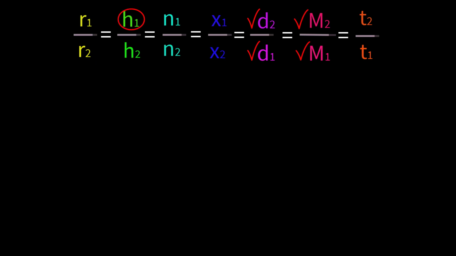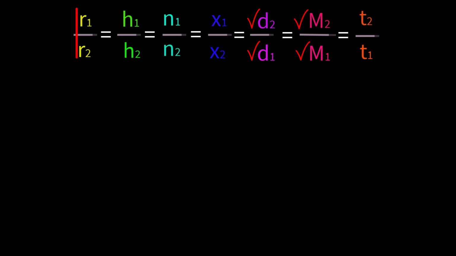Here R1 equals diffusion rate of gas 1, R2 equals diffusion rate of gas 2, H1 equals distance travelled by gas 1, H2 equals distance travelled by gas 2, N1 equals mole number of the gas 1, N2 equals mole number of the gas 2, X1 equals distance travelled by gas 1, X2 equals distance travelled by gas 2, D1 equals density of the gas 1, D2 equals density of the gas 2, M1 equals molecular mass of gas 1, M2 equals molecular mass of gas 2, T1 equals time travelled by gas 1 and T2 equals time travelled by gas 2.